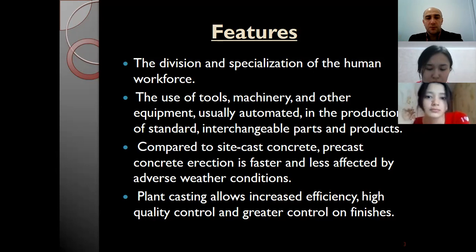So what about comparing site cast concrete and precast? Of course, these comparisons give us another advantage of the prefabricated construction, because we need less time for construction.